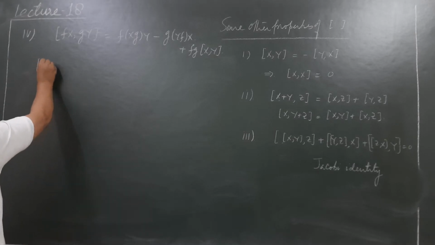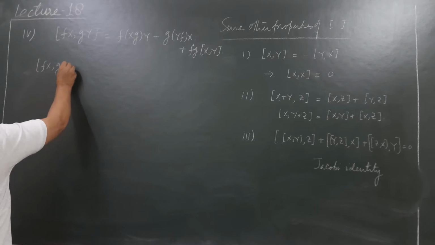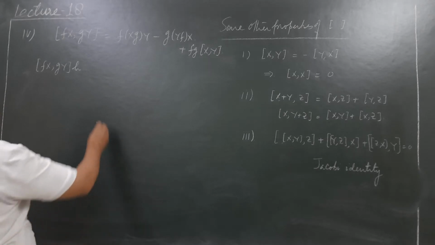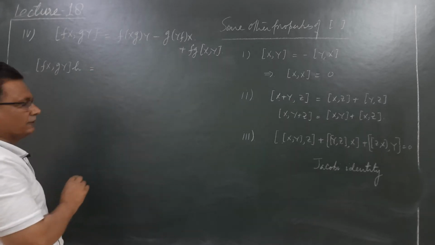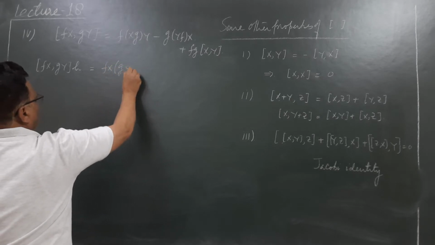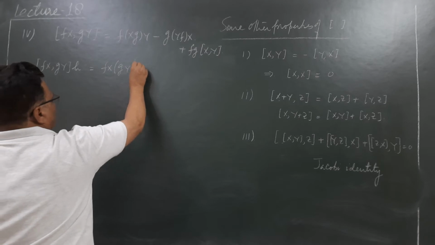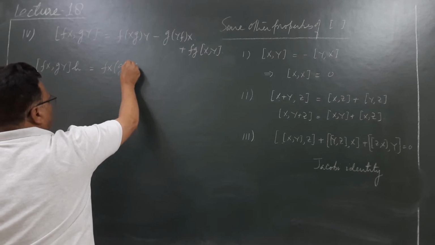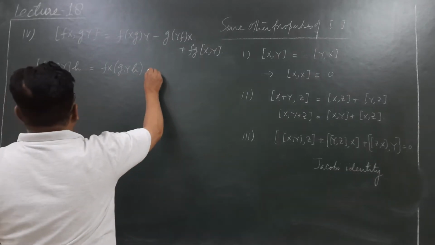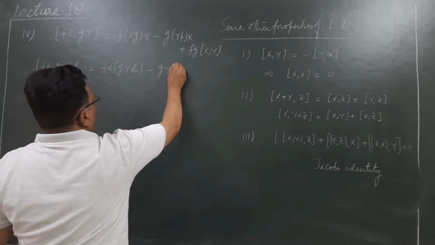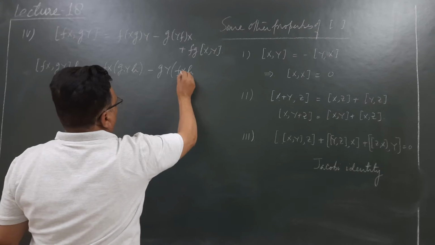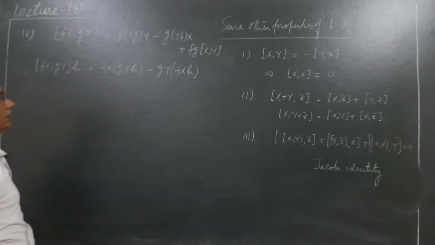So to check it up, I will operate this on a function h. H is a real valued function on M. So first apply the definition. So by definition, fx will operate on gy and gy will operate on h. Okay, g times yh. Okay, minus gy and then fx operating on h. Okay, so you can put a dot.